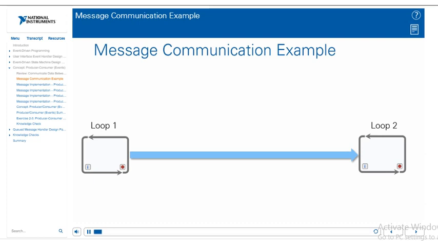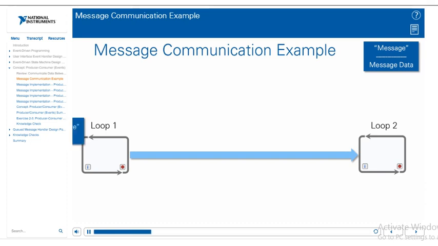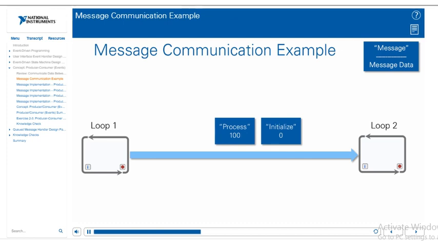In this message communication example, loop 1 is sending both a message and message data to loop 2. When the application starts running, loop 1 sends an initialized string message with a numeric 0 as a corresponding message data. Later on, loop 1 sends a process message with the message data 100 to process. Then the application wants to log some data, so loop 1 sends a log message along with the log data 50 to write to file.